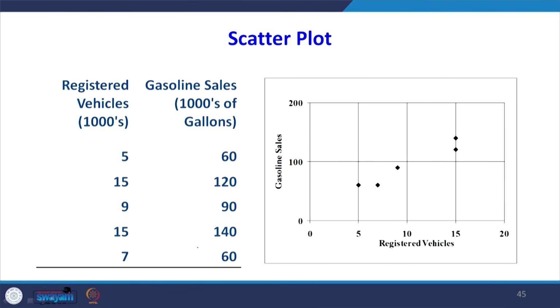The next one, the scatter plot. So far what I have seen is only for one variable; the scatter plot is used for two variables. In the x axis the registered vehicles, in the y axis the gasoline sales. So, the scatter plot says when the number of registered vehicles is increasing, the gasoline sales are also increasing. So, the scatter plot is used to know the trend of the data.